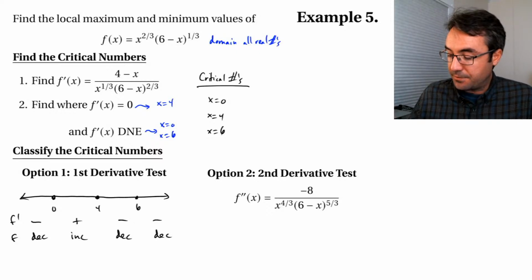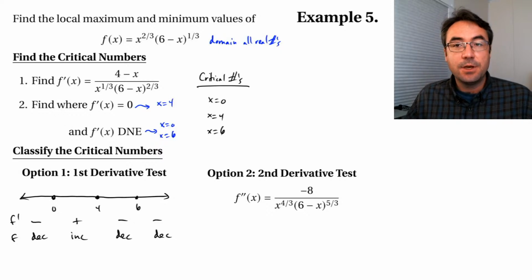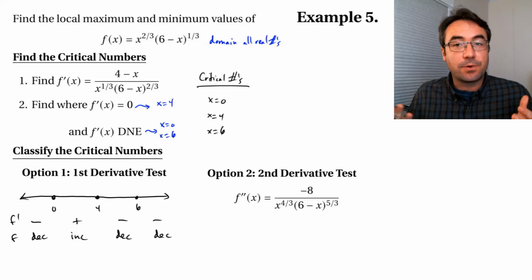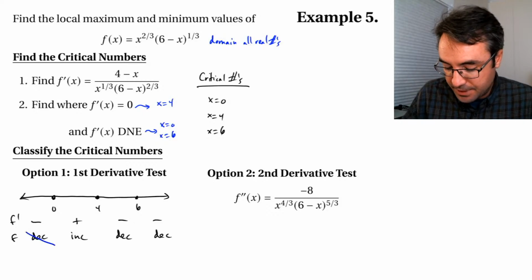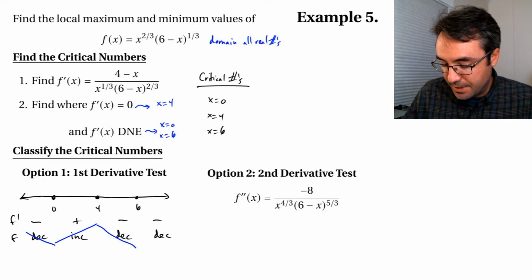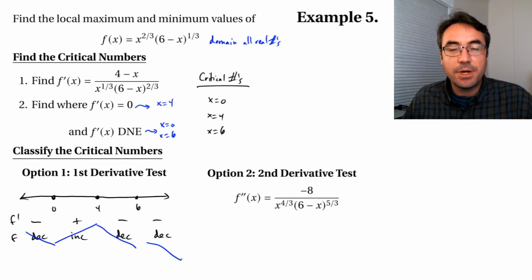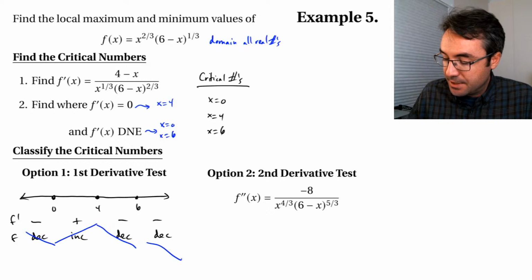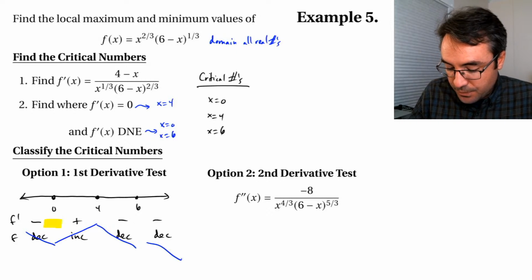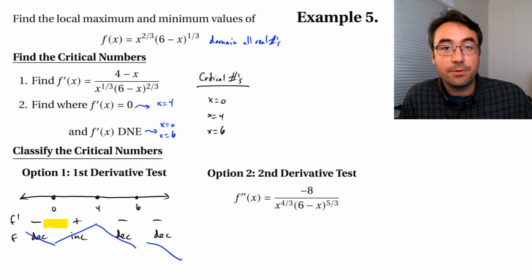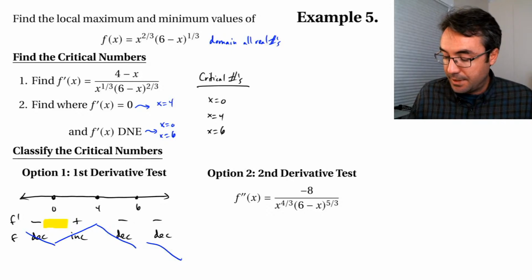And so what does our first derivative test tell us? Well, it helps to draw in what the shape looks like. We're decreasing, then we switch to increasing, then we switch to decreasing, and then we keep decreasing. That's a really rough sketch of what our graph is looking like, but it's enough to give us an idea that here we do have a change in sign. We go from negative to positive, and we have a min.